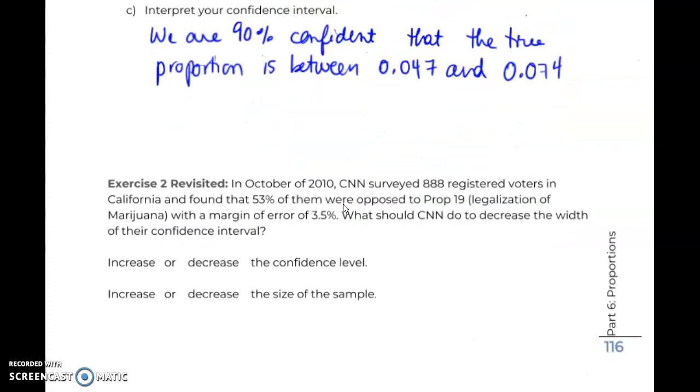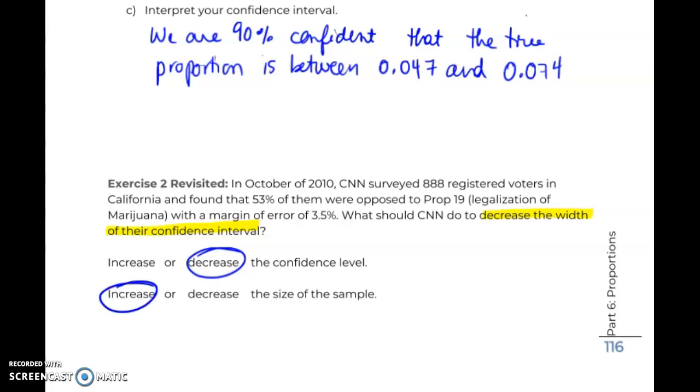And one last thing I want to look at, going back to our example about Prop 19, there are two questions asked down here. How can I decrease the width of my confidence interval? So how can I make my confidence interval more narrow or smaller? What can I do to the confidence level, and what can I do to the sample size? In order to make my confidence interval smaller, I can make my confidence level smaller. If I'm 80% confident instead of 95%, that means I only capture the middle 80%. It will make my confidence interval smaller.